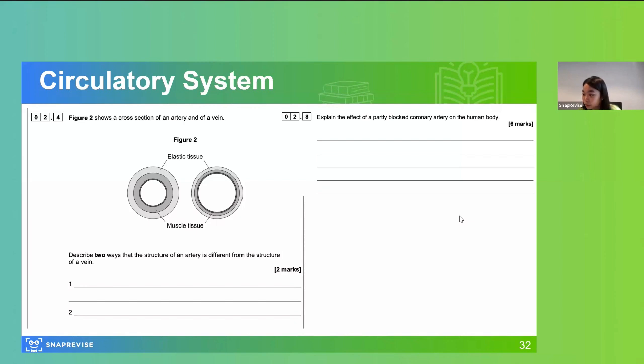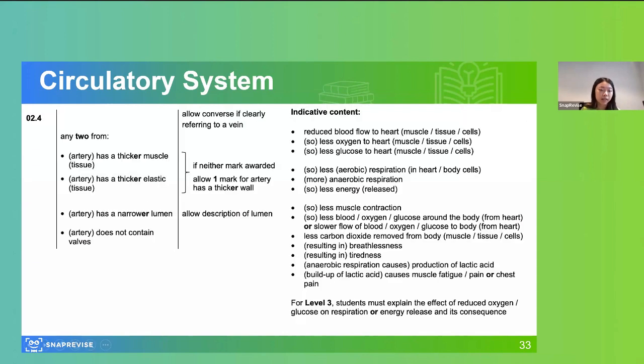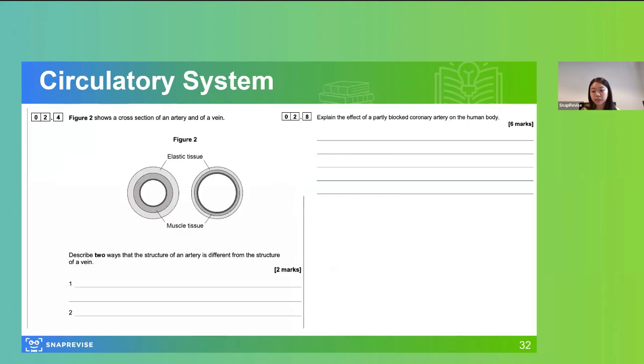Let's just quickly go through this question. First question, relatively simple and straightforward, I really hope, because we did go through this, explaining the differences between the artery and the vein, as seen on the diagram right there. I don't think I have to explain the answer here. It's just telling you here: thicker muscle tissue, thicker elastic layer, narrow lumen, all of this. That's fine. This is something that we've explained earlier. It's more straightforward using your knowledge.